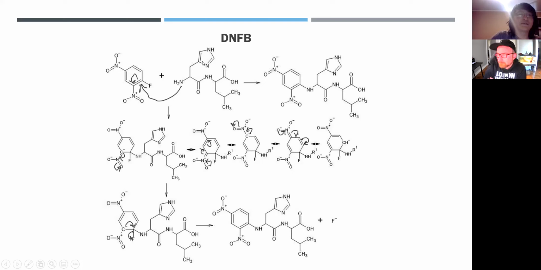Here's the mechanism for the DNFB reaction. It's a nucleophilic aromatic substitution with the nitrogen attacking this carbon, which gives way to a resonance complex, which is stabilized by all the nitro groups. But the fluorine gets eliminated from the DNFB, giving us our DNB tagged dipeptide, and this is the same reaction for the amino acids.